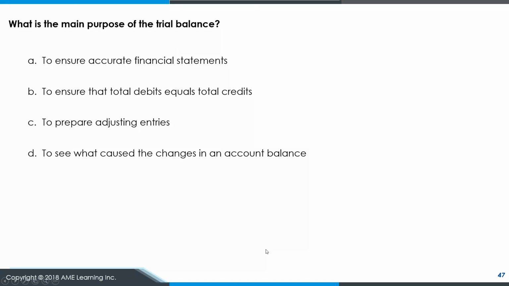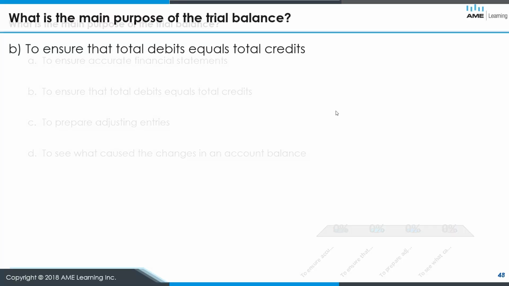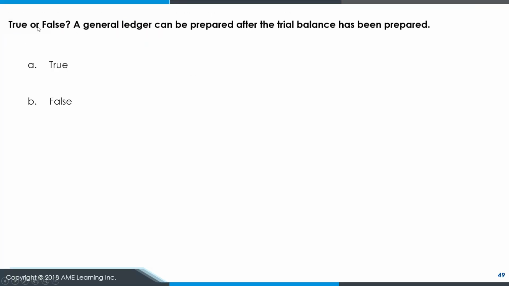And as modern accounting software has become very prominent and just kind of the standard for doing accounting work, those safeguards and those controls built into the software help prevent a lot of these issues from occurring. But what is the main purpose of the trial balance here? Really to ensure that total debits equal total credits, which is very important overall. And then true or false, a general ledger can be prepared after the trial balance has been prepared. That's going to be false because the trial balance comes from the ledger.